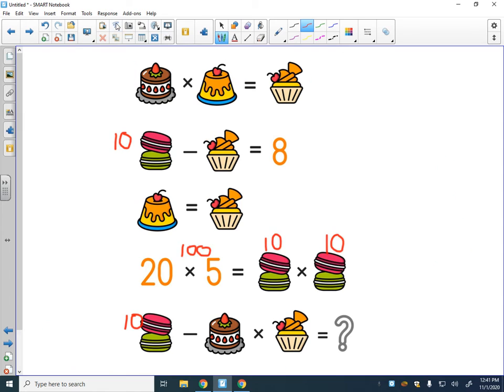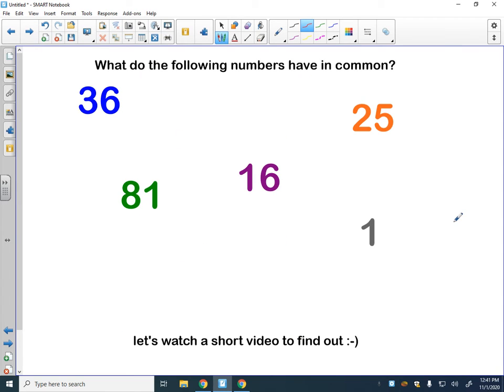It's been a while. Okay, so I have a simple, possibly random question here. It says, what do the following numbers have in common? I've got 36, 81, 16, 25, and 1. Maybe you already know. Maybe those numbers are familiar to you.